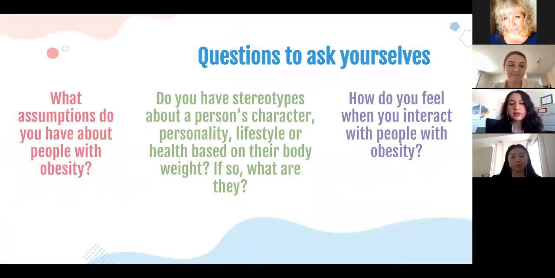Firstly, I would like for everyone to take a few moments and ask yourselves the following questions. What assumptions do you have about people with obesity? Do you have stereotypes about a person's character, personality, lifestyle, or health based on their body weight? If so, what are they? And lastly, how do you feel when you interact with people with obesity? I want you all to reflect on these questions while we dive deeper into this topic.